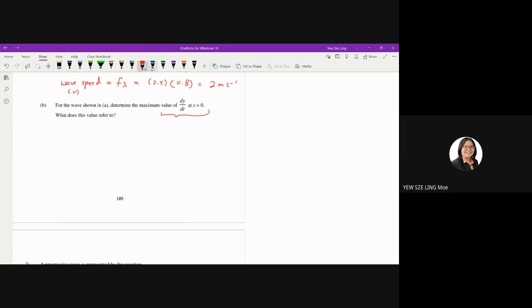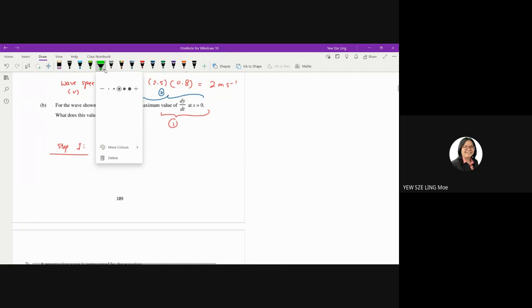Second thing, it is asking for the maximum value of dy over dt at x equals 0. So let us solve it part by part. I'm going to call this step 1 and this step 2. Let us begin with step 1. Now you want to calculate the value of dy over dt at x equals 0.